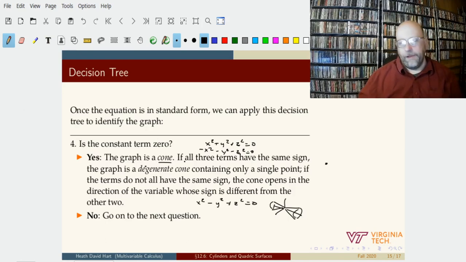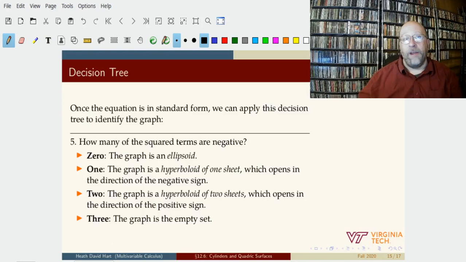All right. So now we're at the last question of the decision tree. We know that all three variables are squared and the constant term is not 0. How many of the squared terms are negative? If none of them are negative, we have an ellipsoid. If one is negative, it's a hyperboloid with one sheet. And if two are negative, it's a hyperboloid with two sheets. In both cases, it opens in the direction of the sign that's different from the other two.